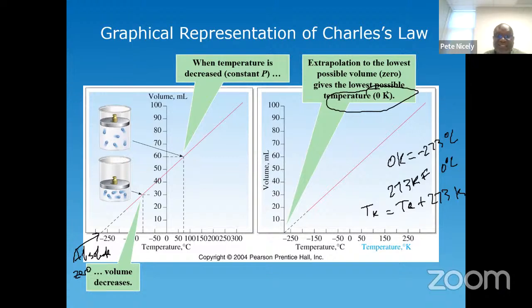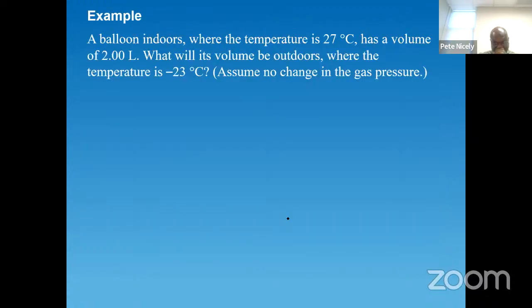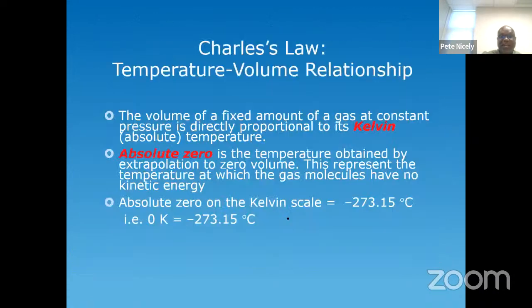Okay, so that's basically showing you Charles' law and how it works. Now, let me just say this, which I unfortunately don't have here. So let me write it here. Mathematically speaking, we can express Charles' law this way. V1 over T1 is equal to V2 over T2.